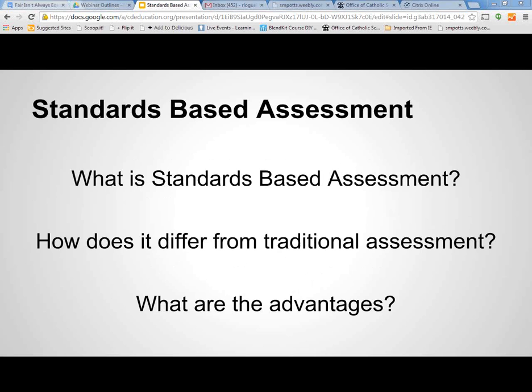We have a couple of goals today. This really is meant to be a basic, introductory level. Taking a look at what standards-based assessment is, talk about what it is and how it's different from traditional assessment, and some of the advantages. Again, it's meant to be an introduction, a beginning point.